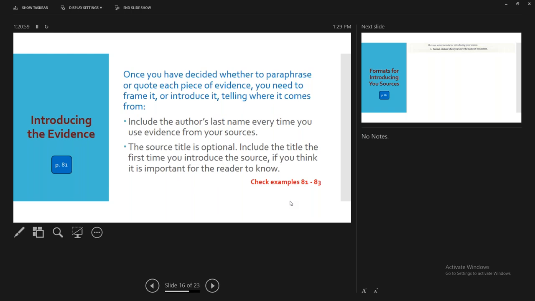This is what is important. But if you think it's important for the reader, this is in-text citation, you can mention the title the first time, not every time, only the first time, because you will write it in the reference list at the end of your paper. Any question here? No?